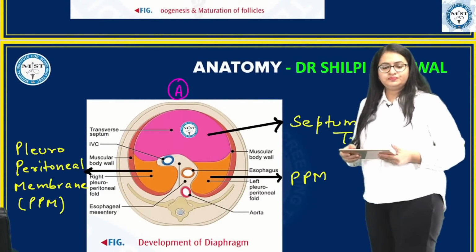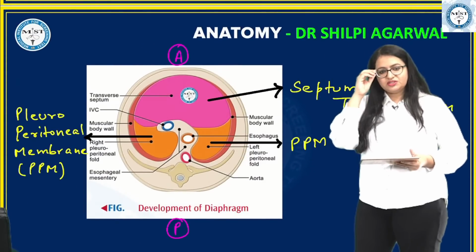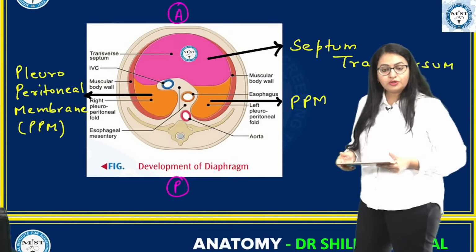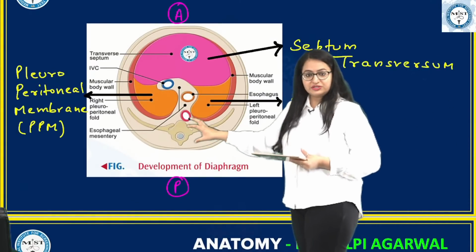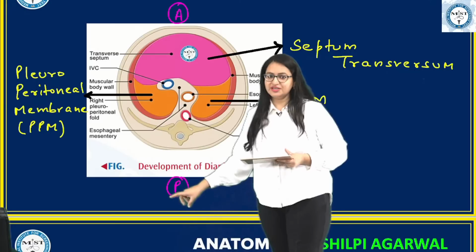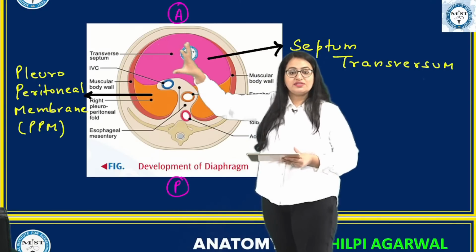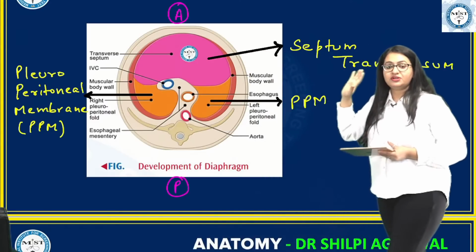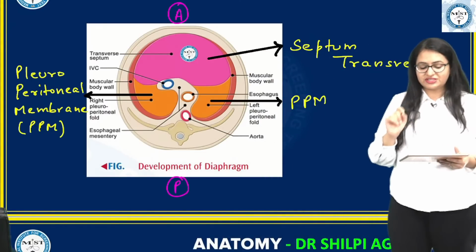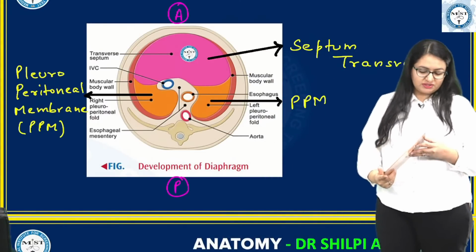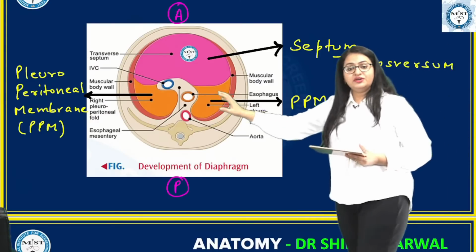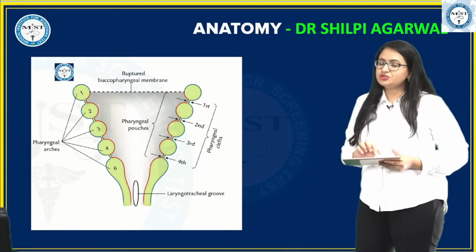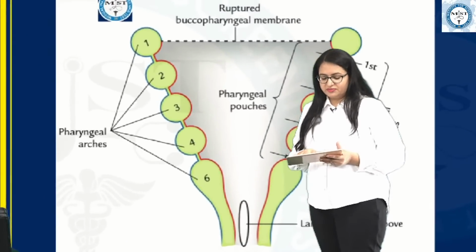Now, this is the image for the development of the diaphragm. When we talk about the development of the diaphragm, you see the vertebra on the posterior side, and this is the anterior side. On the anterior side, the whole pink area is formed by the septum transversum, very, very important for you to know. On the posterior side, the orange colored area is the pleuroperitoneal membrane. You should be able to tell this whenever you see this image.